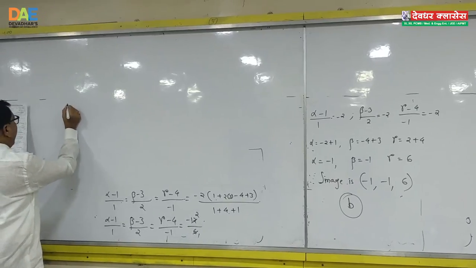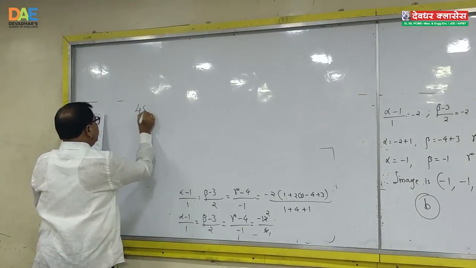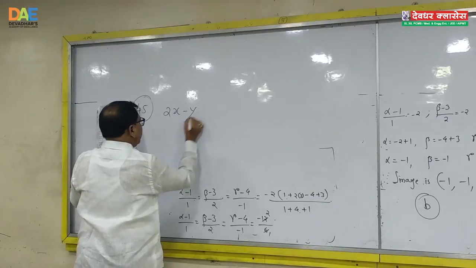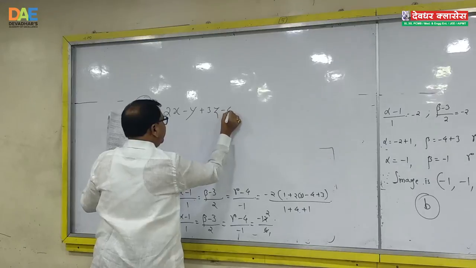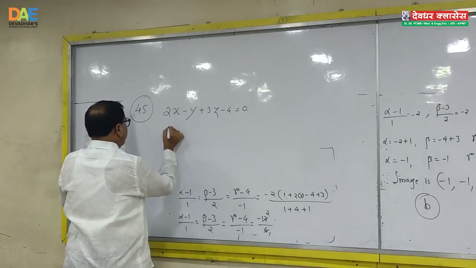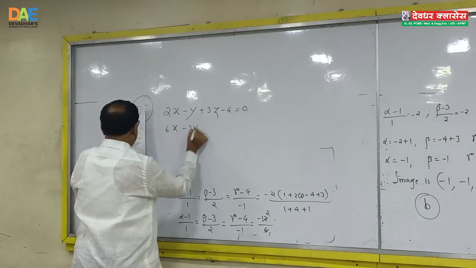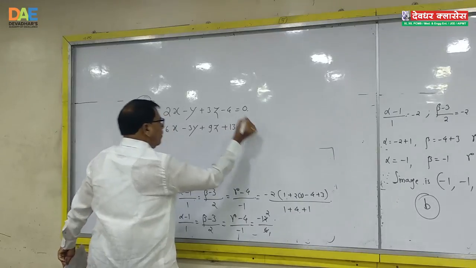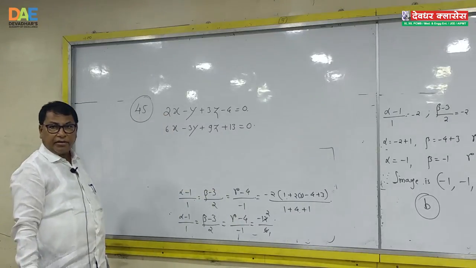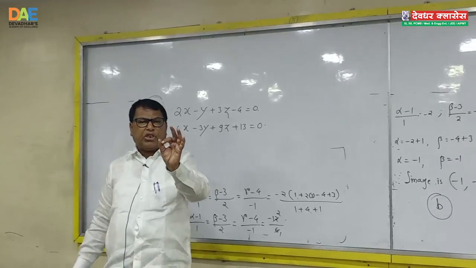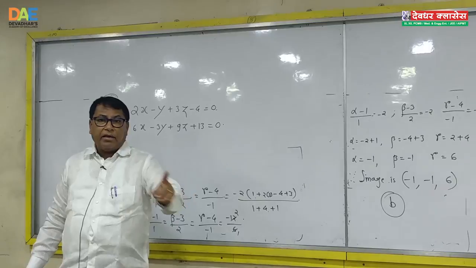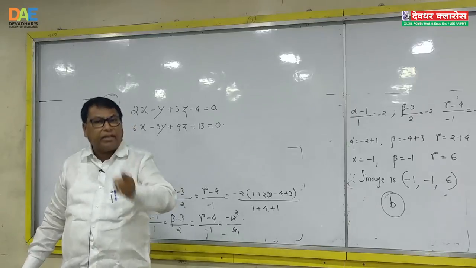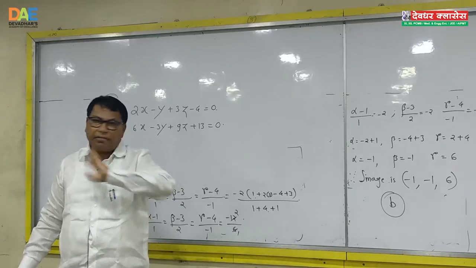The distance between the parallel planes 2x minus y plus 3z minus 4 is equal to 0, and 6x minus 3y plus 9z plus 13 is equal to 0. These are the two planes, right? Whenever you want the distance between two parallel planes, remember that the coefficients of x, y and z must be the same. And you can make them the same since they are parallel. Otherwise you can't do it.